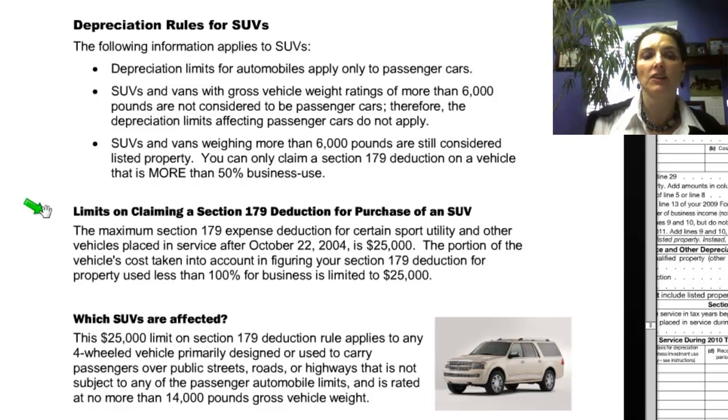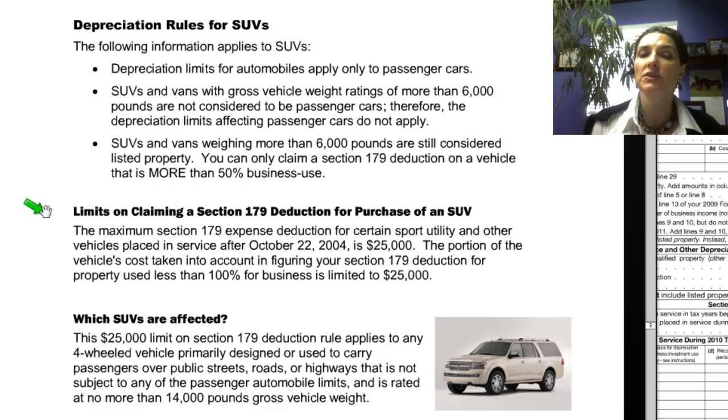Limits on claiming a Section 179 deduction for purchase of an SUV. Well, for many, many years it was the case that if your car weighed more than 6,000 pounds, you weren't affected by the limits on passenger automobiles. And of course, as you might imagine, that gave people a business incentive to purchase vehicles that were big and heavy. So SUVs became a very popular item. They went from almost never being seen on the road to being everywhere on the road and being one of the dominant vehicles on the road, especially the ones that weigh more than 6,000 pounds.